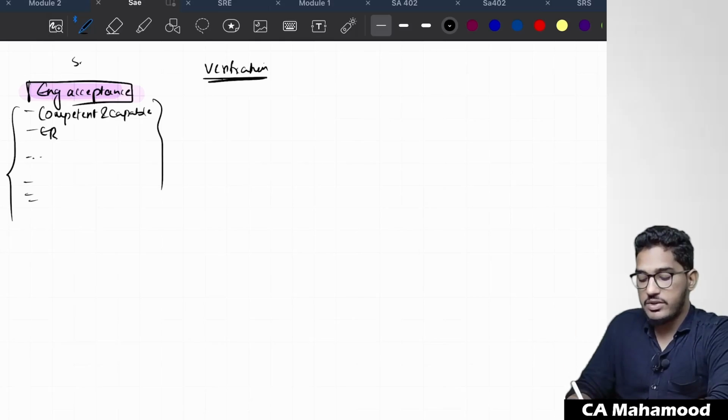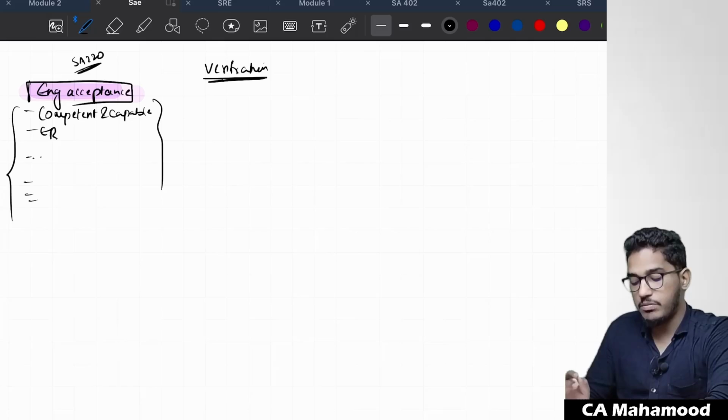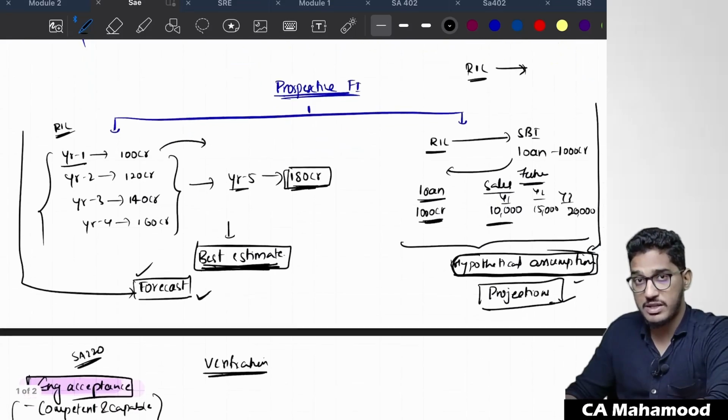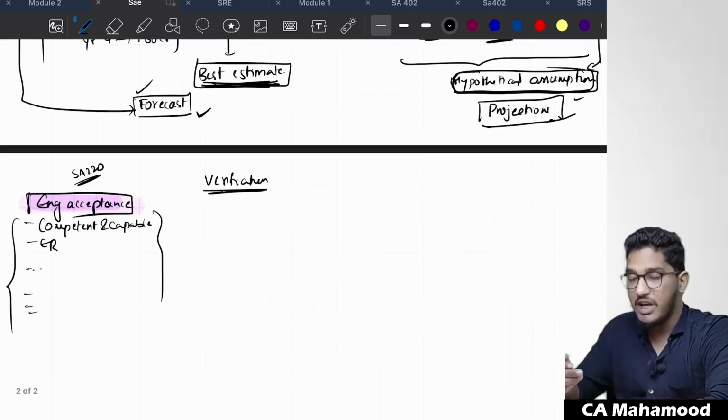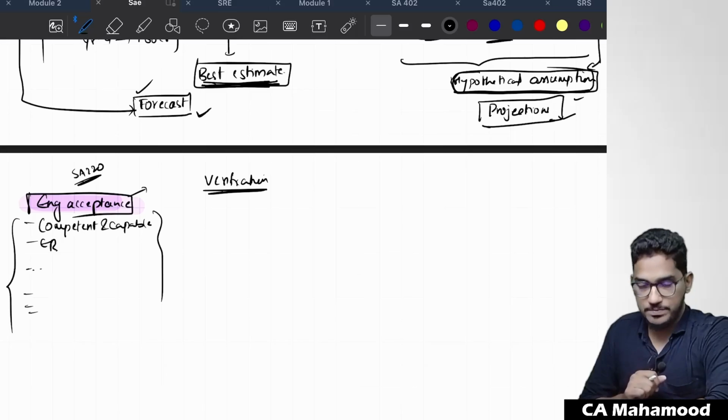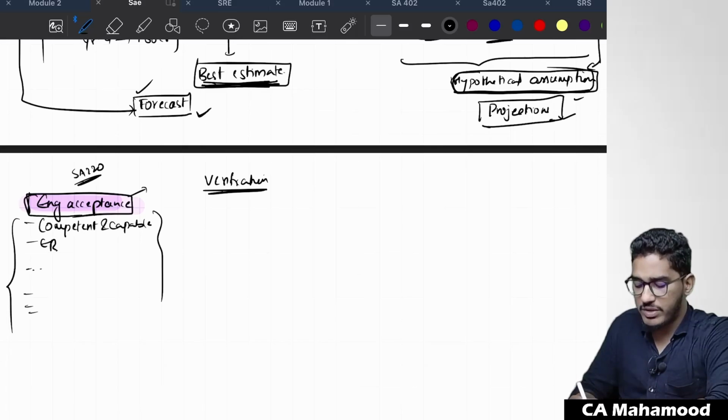Like the way we have seen in SA 220, before accepting the engagement, we are required to consider a few factors. Similarly, before we accept this assurance engagement, when the client approaches us and asks us to express an opinion on the prospective financial information, we are required to verify a few factors, and accordingly we decide whether we should accept the engagement or not. So there will be one concept talking about what factors you will consider when deciding whether to accept this engagement or not.